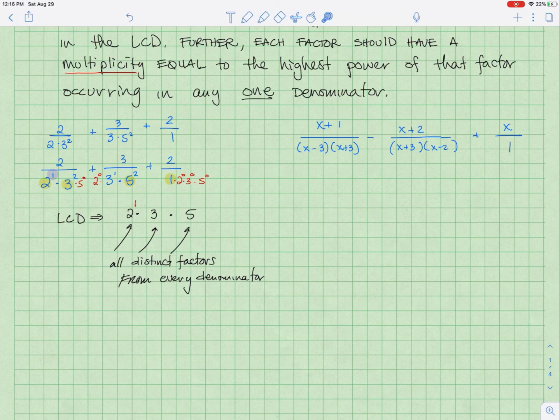I'm now going to go back and look at the factors of 3. This factor of 3 has a square, this factor of 3 has a first power, and this factor of 3 has a 0 power. So the highest power of 3 in any one denominator is 2. And then finally, if I look at all 3 powers of 5, I have a 0 power, a 2 power, and a 0 power, which means that I'm going to be using the second power of 5.